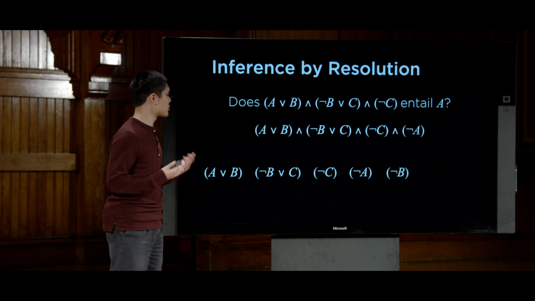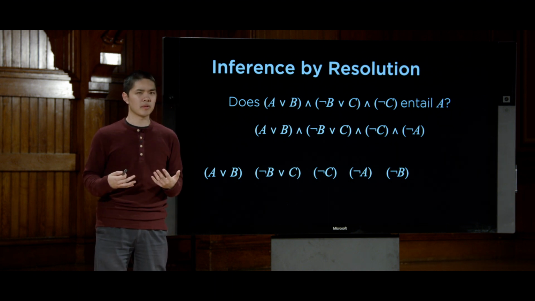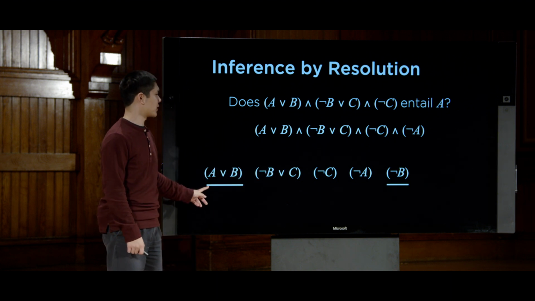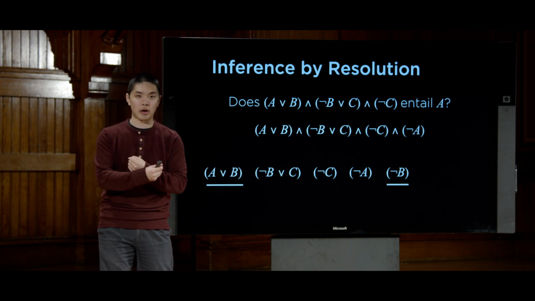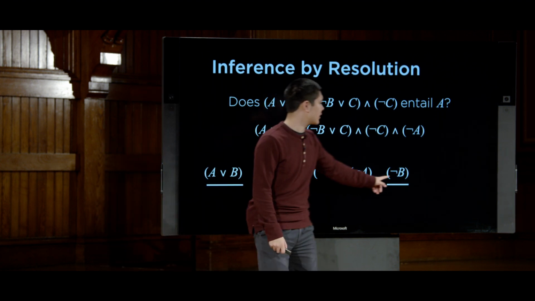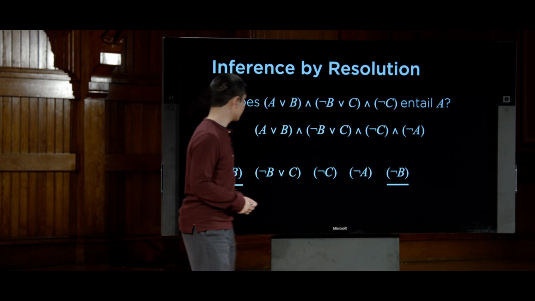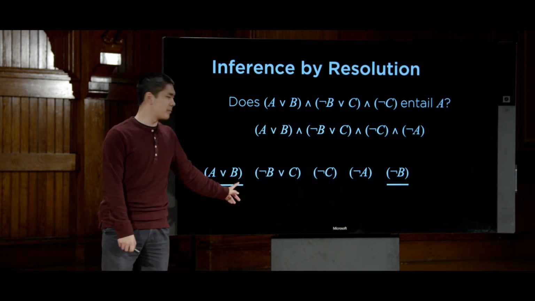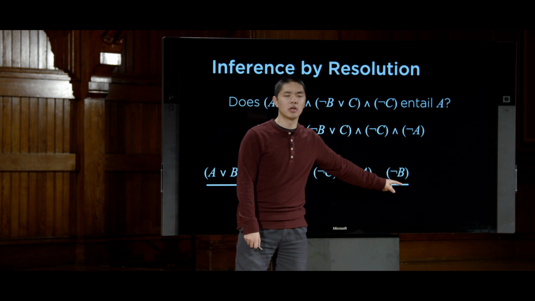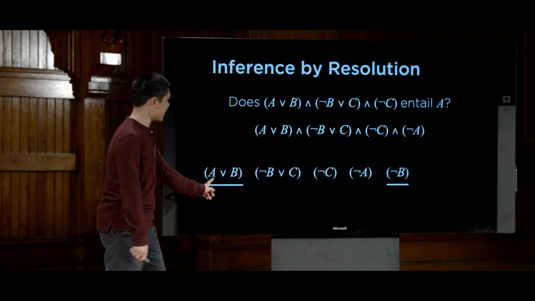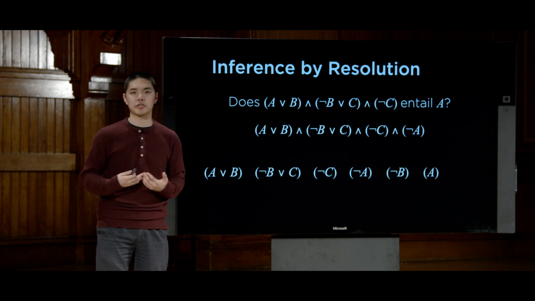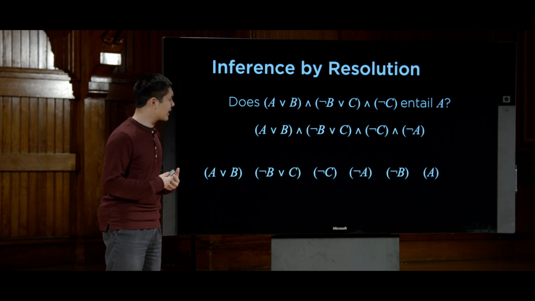Can I use resolution again to get some new conclusion? Well, it turns out I can. I can use that new clause I just generated along with this one here. There are complementary literals. This B conflicts with this not B over here. And so if I know that A or B is true, and I know that B is not true, then the only remaining possibility is that A must be true. So now we have A. That is a new clause that I've been able to generate. And now I can do this one more time.